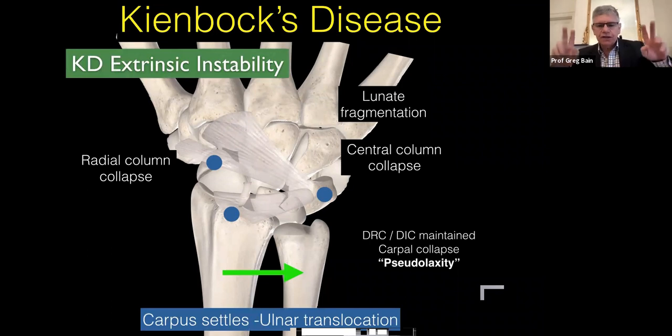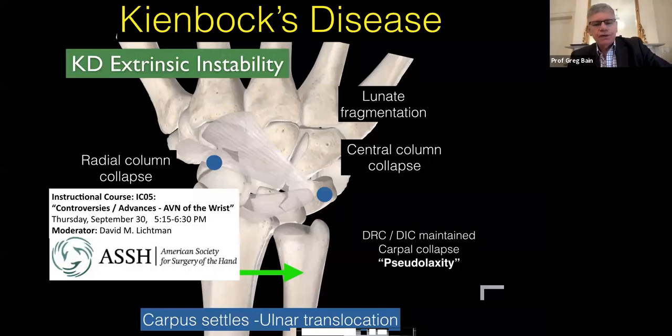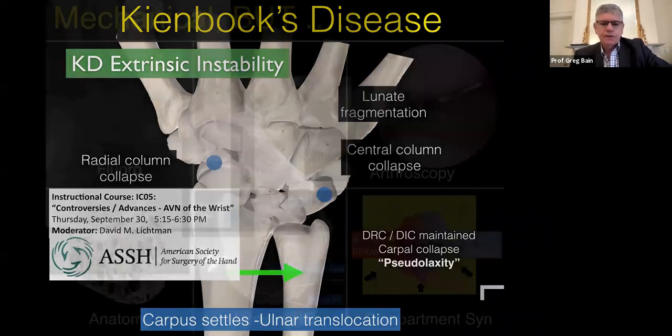And this creates a pseudo-laxity, a concept that we know of in the knee. If you've got degenerative osteoarthritis in the medial side of the knee, then you can still straighten the knee. The ligaments are still all there, and it's a pseudo-laxity. It's not a true laxity. We had a whole session at the American Hand Society on avascular necrosis, and there's a whole lecture devoted to this concept, which you may be interested in.